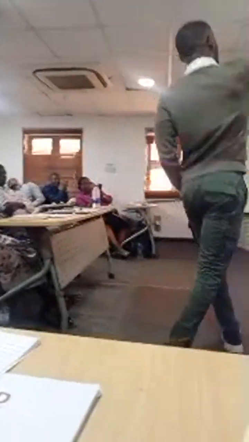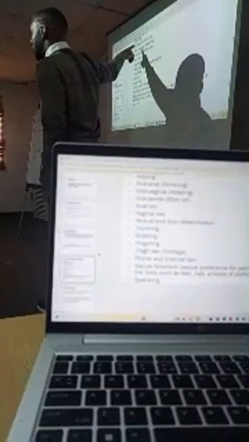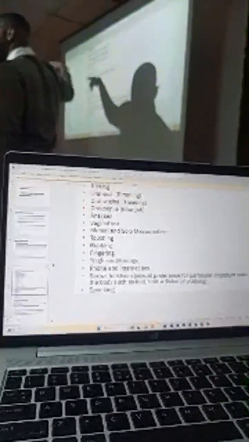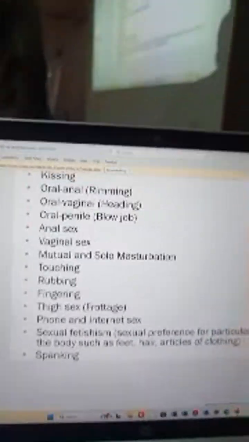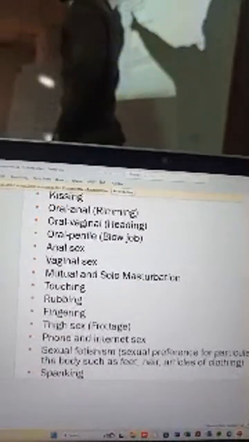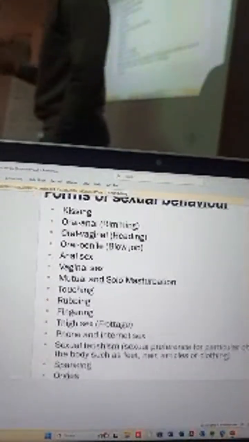Do you know what this is? Using your tongue to pressurize the anus. Oral vagina. Oral anal.